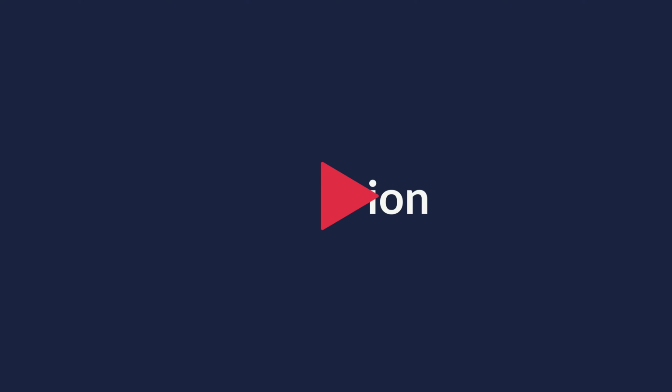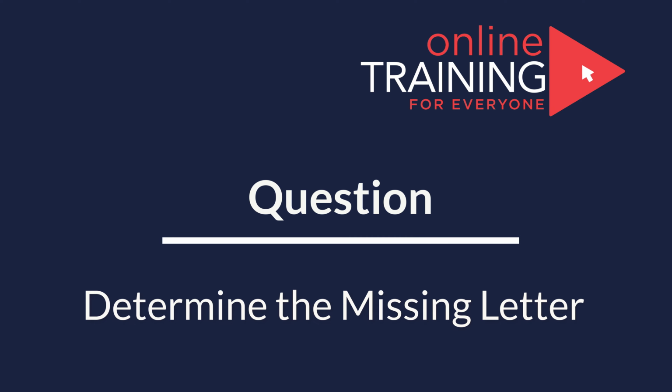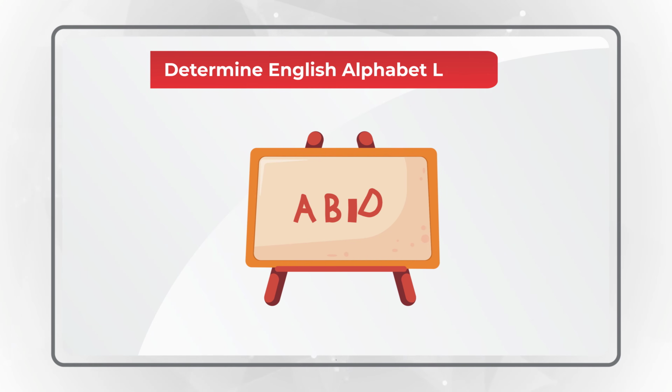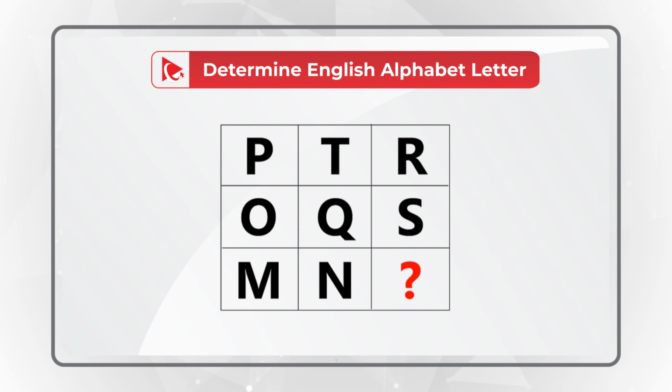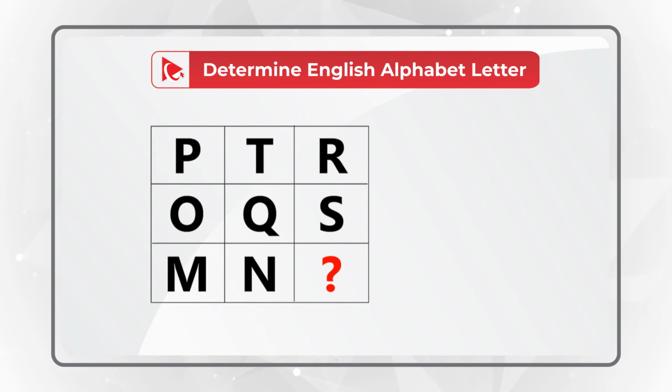Here's one of my favorite questions to test your verbal reasoning as well as your knowledge of English alphabet. You need to determine the missing letter of English alphabet to replace question mark. You're presented with 3x3 matrix, and this matrix has letters P, T, R, O, Q, S, M, N, and then the missing letter, which you need to select from one of 4 possible choices.